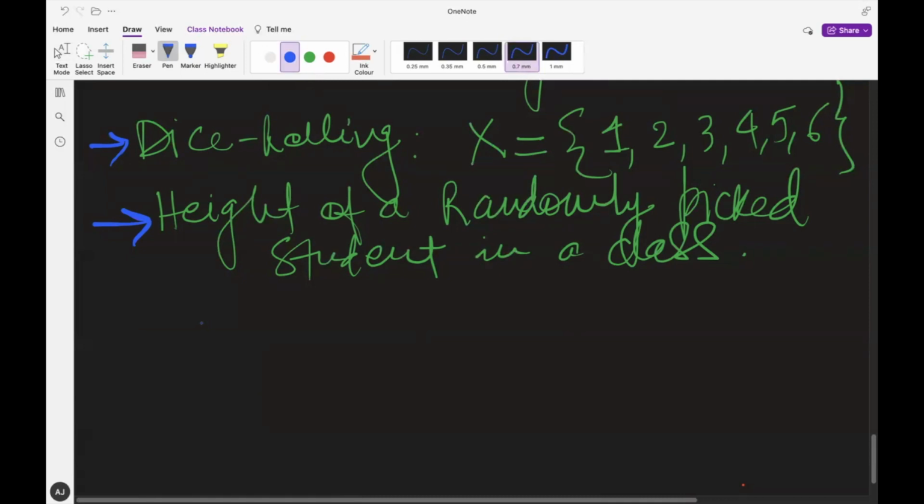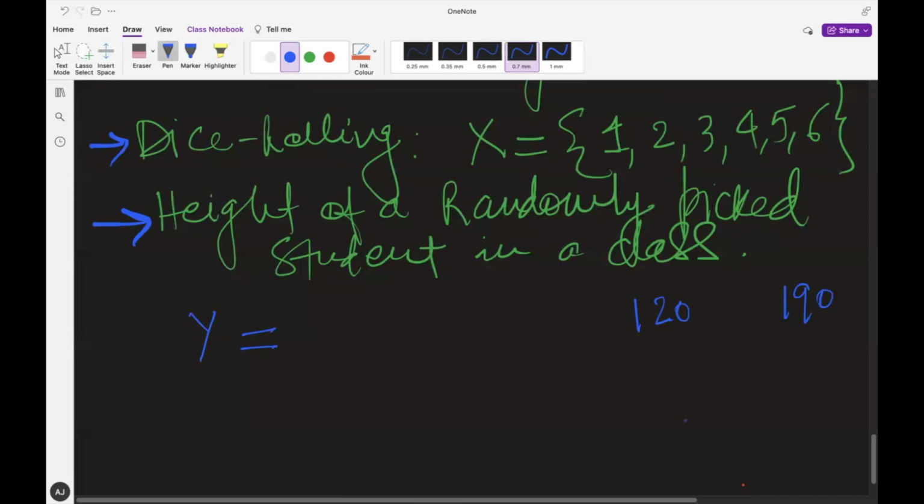Let me call that random variable y. Let's assume, just for simplicity, that the height of most students lies between, let's say, 120 centimeters and 190 centimeters.